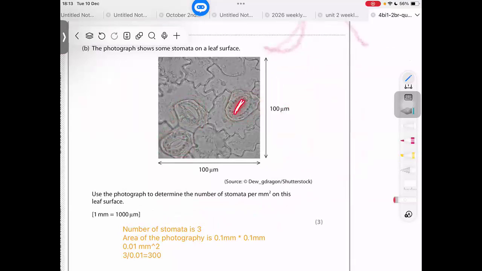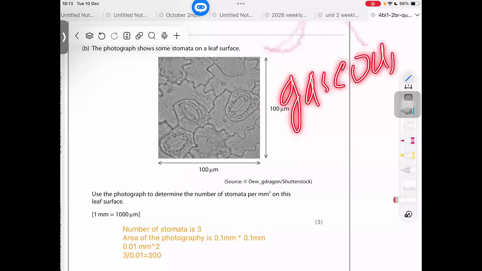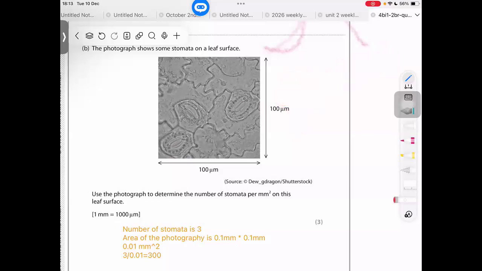In the middle of these guard cells, you can see small holes. They are called the stomata. Stomata is the area where gaseous exchange takes place, right? So in this diagram, you can see 3 stomata. That means 3 stomata in this diagram, and you should find the area of this diagram. They have already given us the dimensions, right? Now we just have to calculate the area.